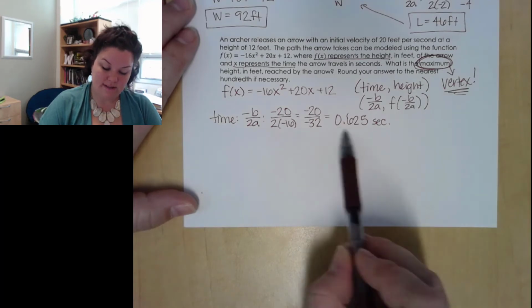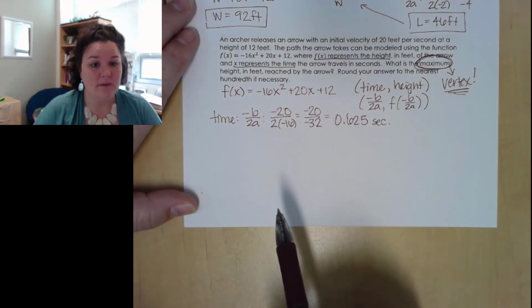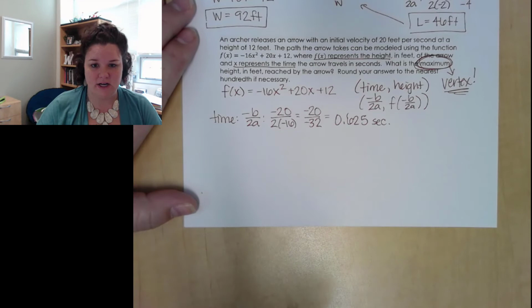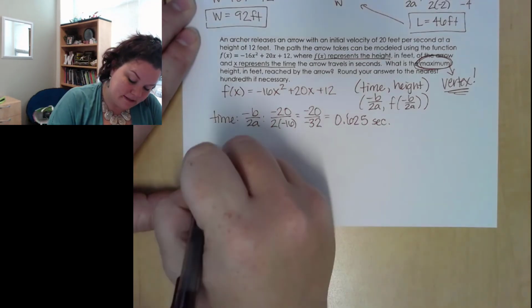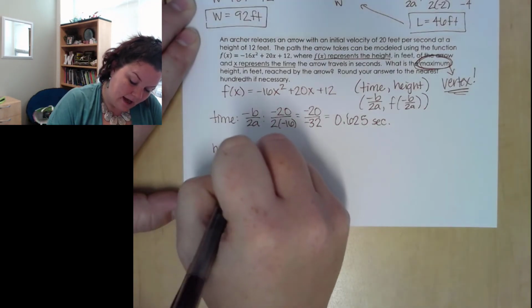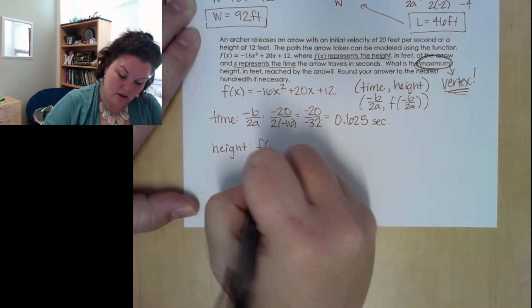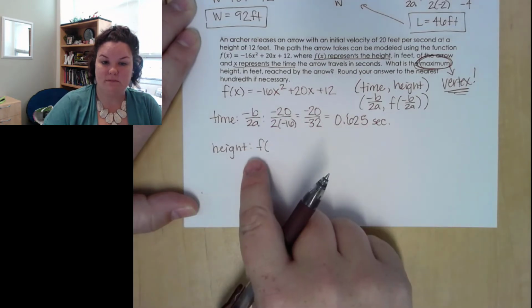Okay, so what I want to do now is take this time, and notice I'm not rounding it because time is not my answer. I don't round till I get to the very end. So to find my maximum height, I am now going to plug whatever I got for my time back into my function.